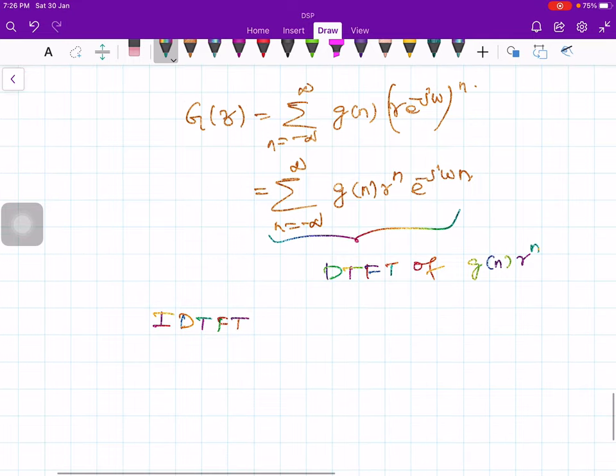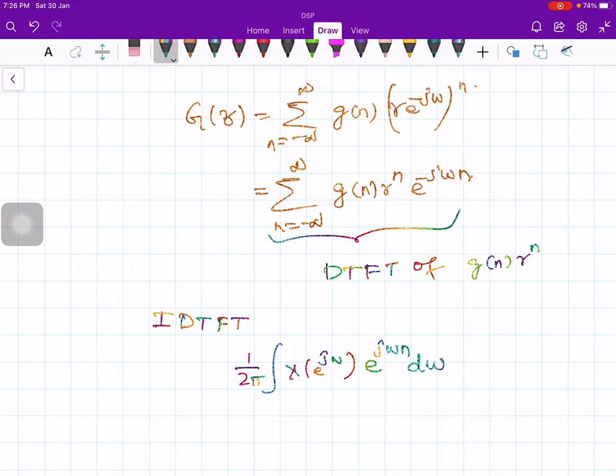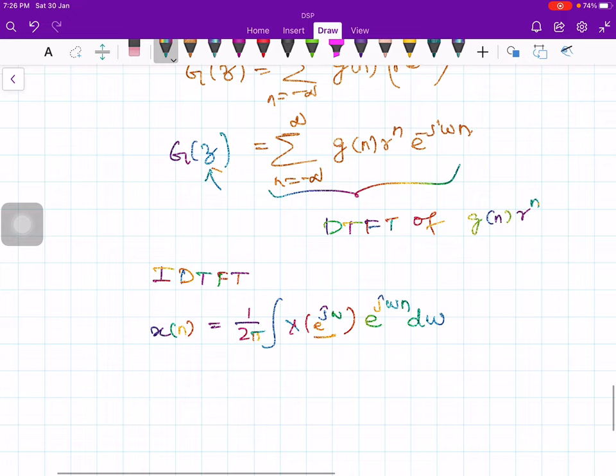The formula is 1 by 2 pi integral of X of e to the j omega, e to the j omega n d omega. This is the discrete time Fourier transform, and this is g of z. Instead of z, I am writing X of e to the j omega. Since I am using the variable z here, let me write down here also g of e to the j omega.